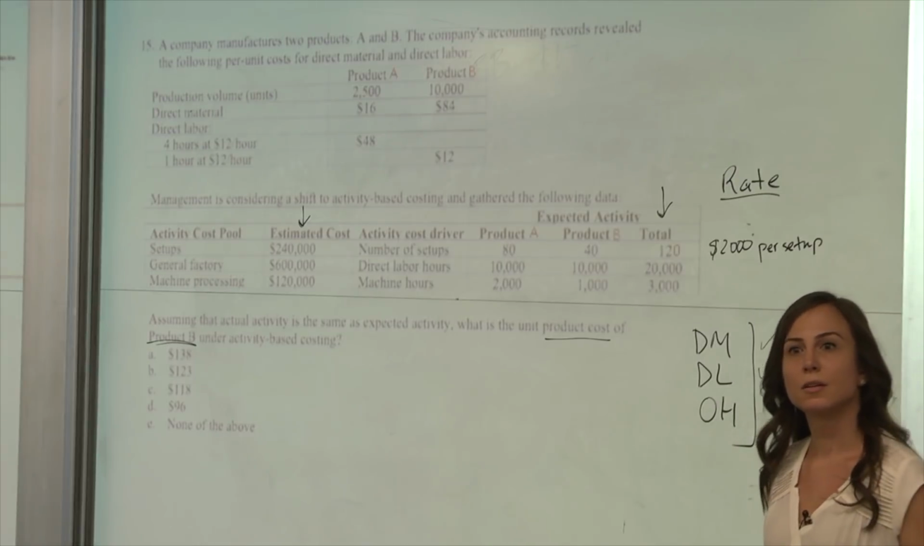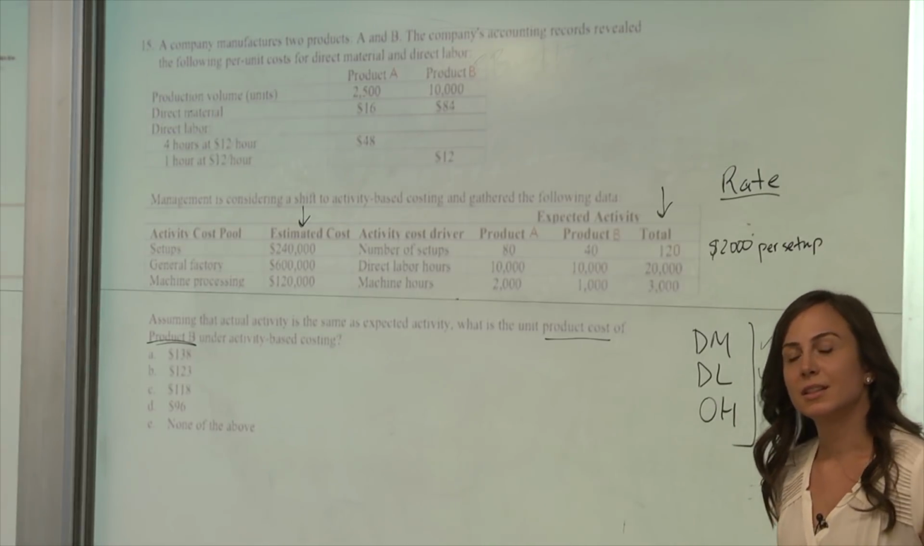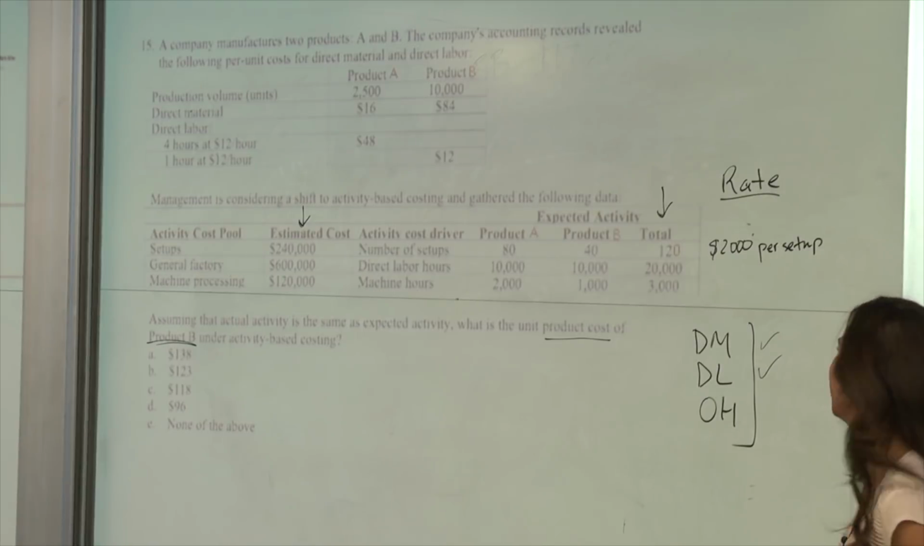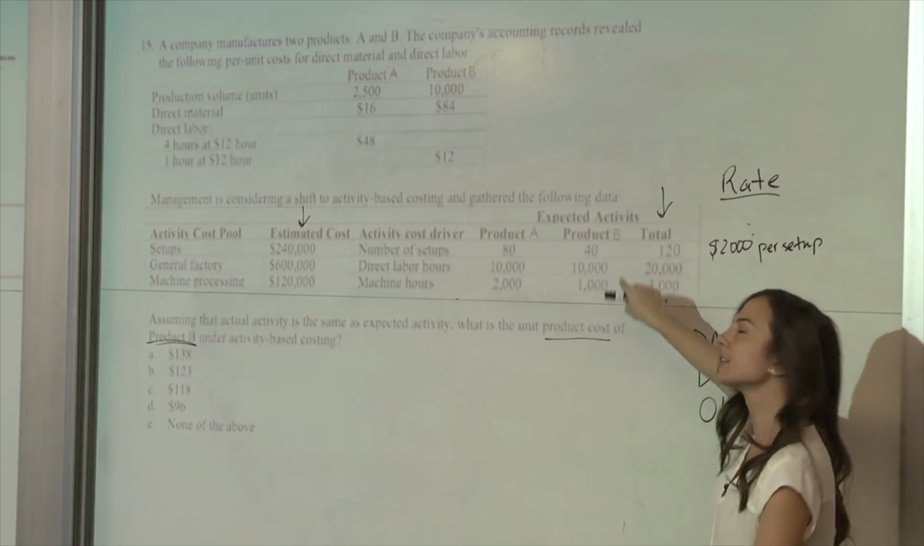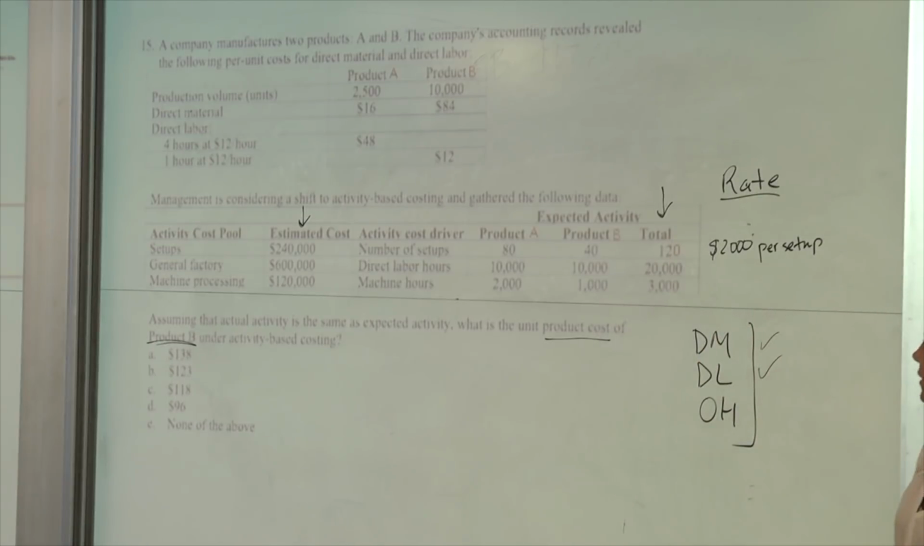Yes? On the printout, it says that the total was 12. That's not a typo. 120. Yeah, that's a typo. It should be 120. Because 80 plus 40, we know it has to be a typo, because that'll add up to 120. Okay.